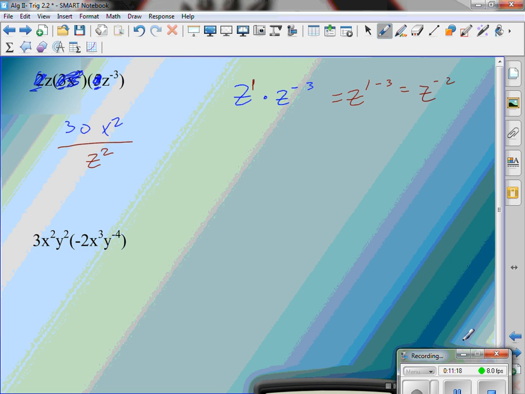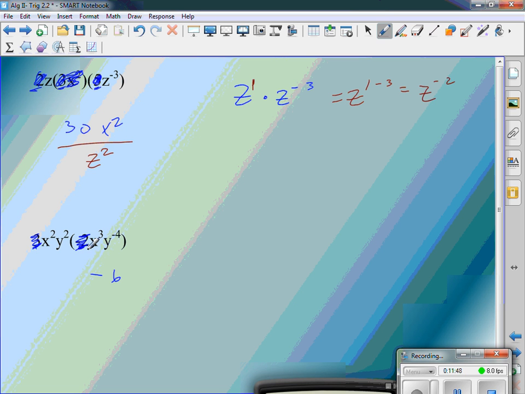Try this one. On this one, I look at my coefficients. First, does anything need distributive? Do I have any powers to powers? No, I don't have any powers to powers. Now I just look at the coefficients. I have a 3 and I have a negative 2. What's 3 times negative 2? Negative 6. You treat numbers like numbers. Don't subtract them. They're not exponents. Okay, I'm done with that.